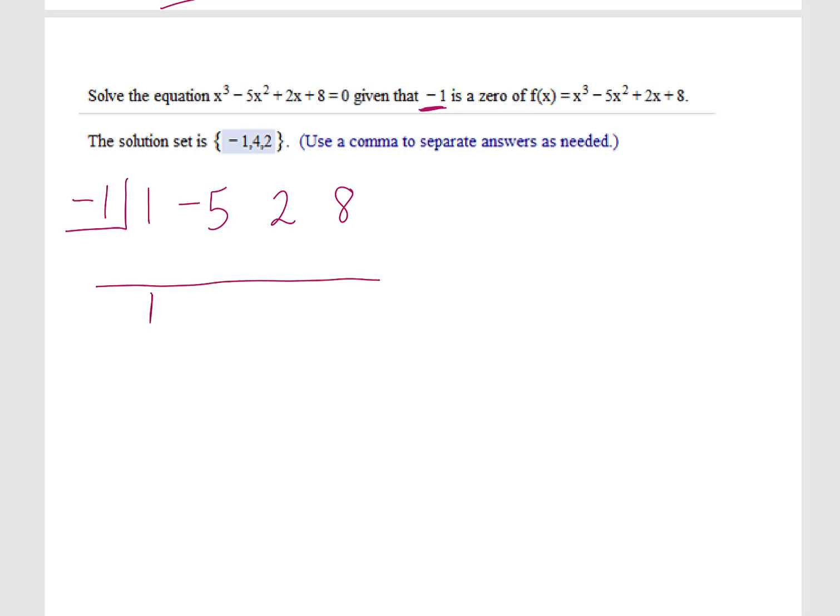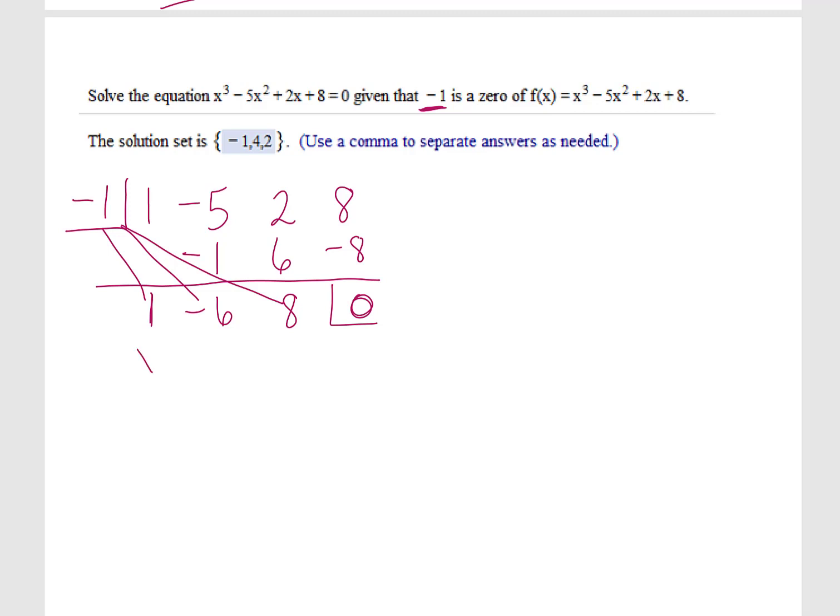Have it set up, drop that first number, 1, then multiply -1 times 1 is -1, add, -5 plus -1 is -6, multiply, -1 times -6 is +6, add, 2 plus 6 is 8, and then -1 times 8 is -8. Okay? Remember, that has to be a 0. So yes, that confirms that this is one of the solutions because my remainder is a 0.